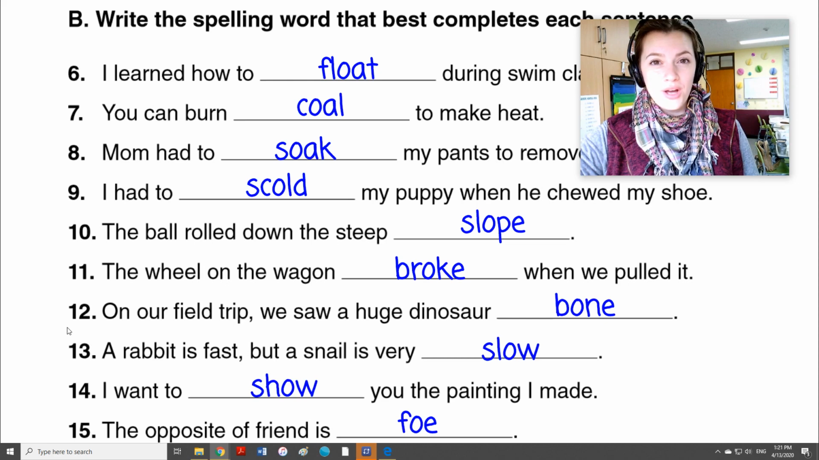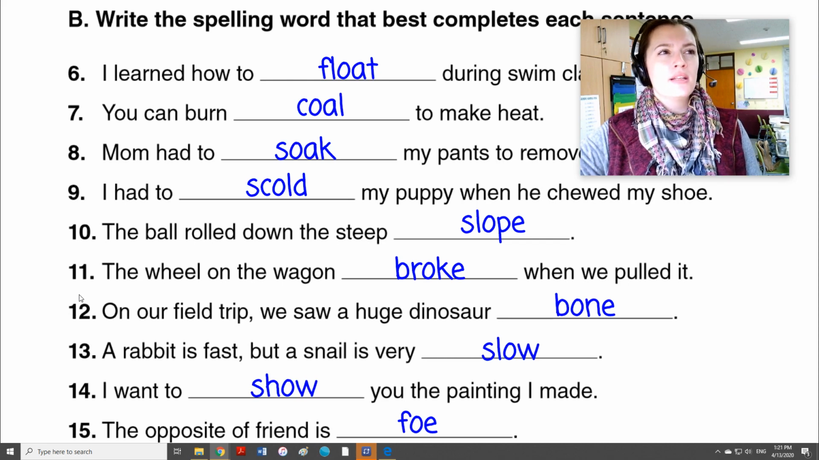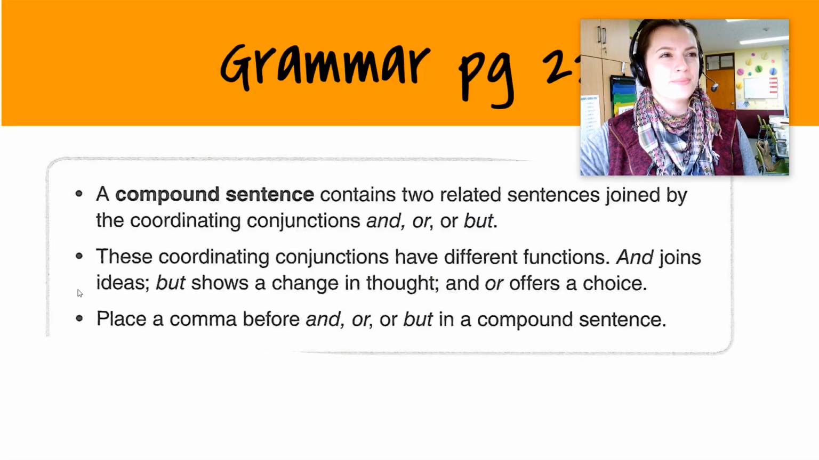I love when you guys show me your work. Last one, 15, the opposite or antonym of a friend is foe. If you are not a friend, you are a foe. Okay, so pause your video if you need more time. Study the meaning of your spelling words so you know how to use them correctly.